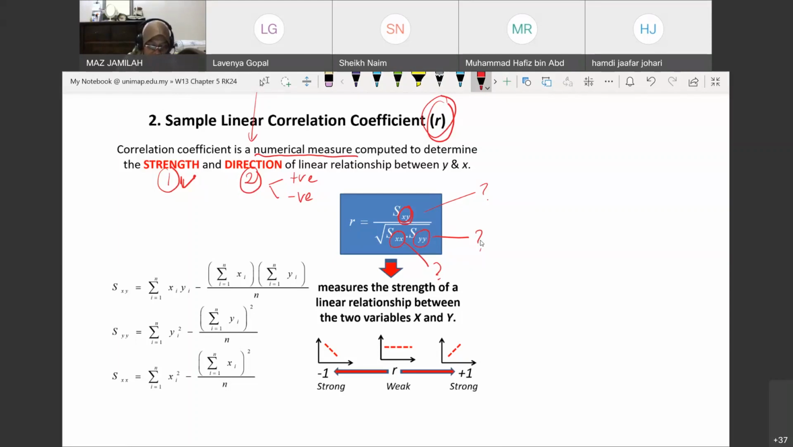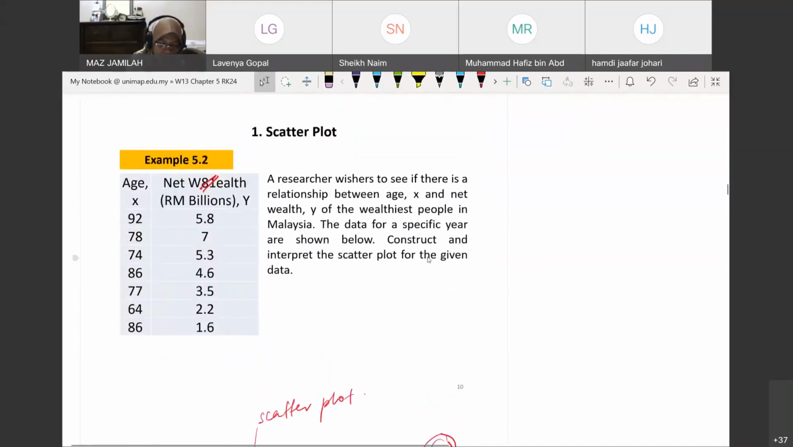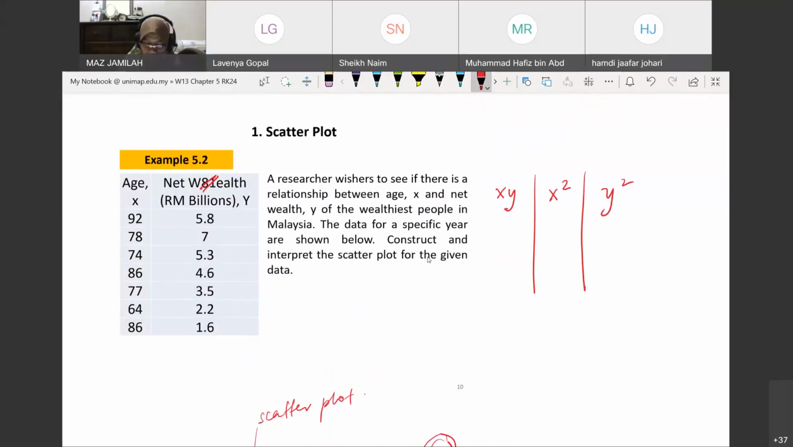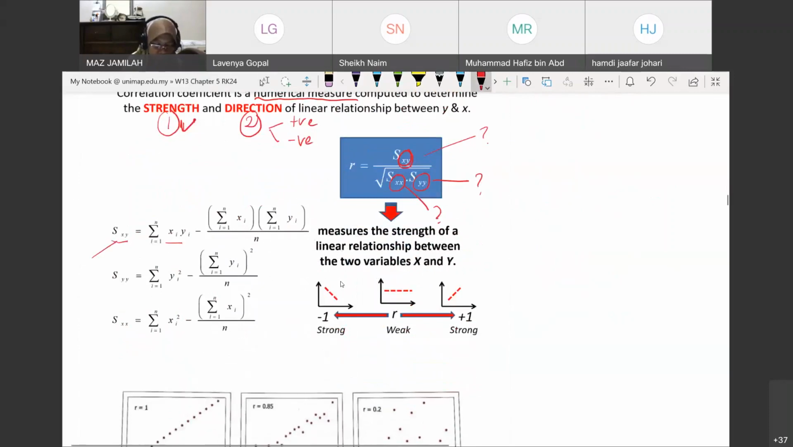So the way we calculate them, for X and Y, we will multiply the data values. That means we multiply our X and Y, then multiply X squared, then multiply Y squared. So we find the summation of X, summation of Y, summation of XY, summation of X squared, and summation of Y squared. We are going to use these values to find your answer. So we need to find this first.